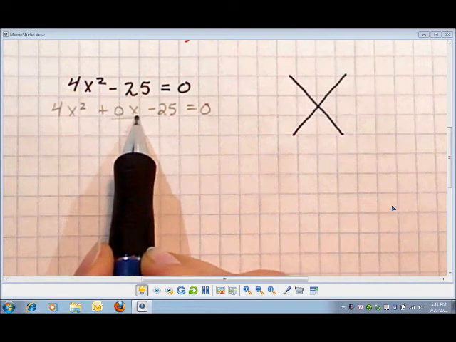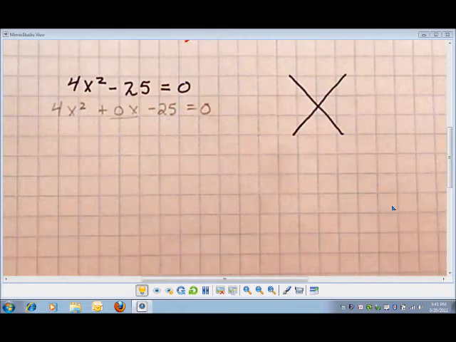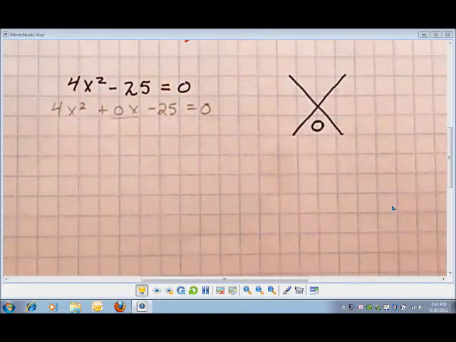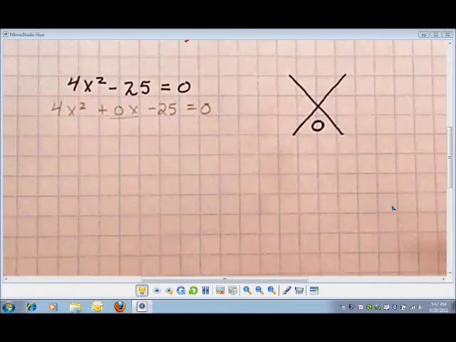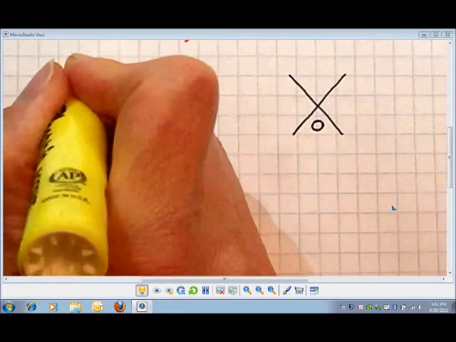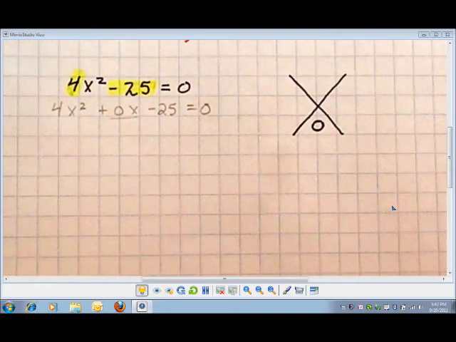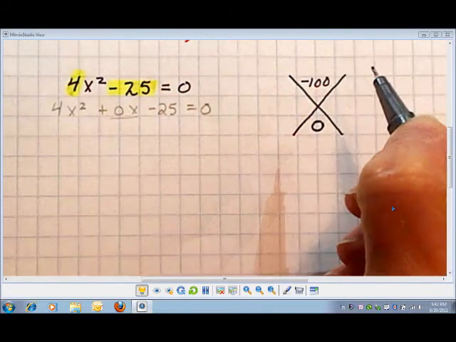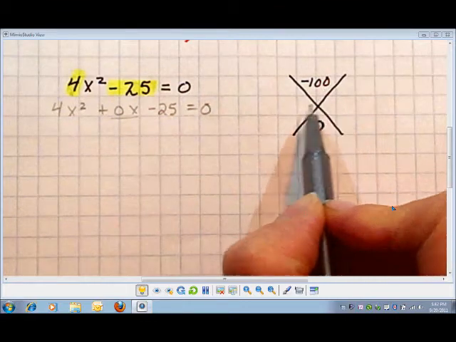0 times x is 0. So when you don't see an x term, you can automatically say that my middle term is 0. So this is my first and my last term. So just like we've done previously, I'm going to take my first term and multiply it to my last term. So that gives me negative 100. Remember, we have to include the sign. Well, what are the factors of negative 100 when you add them together give you 0?